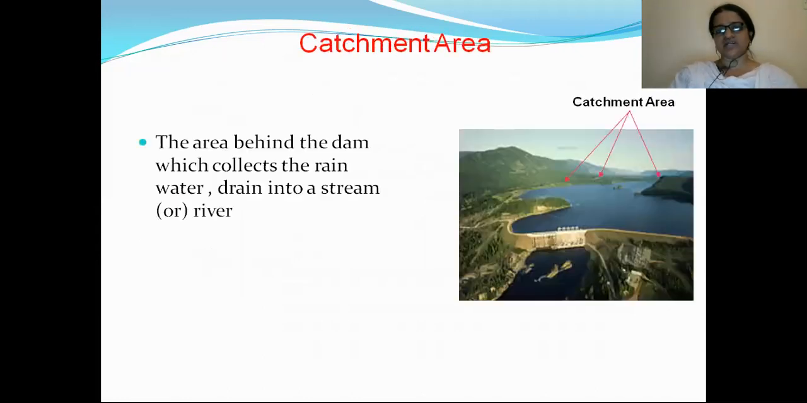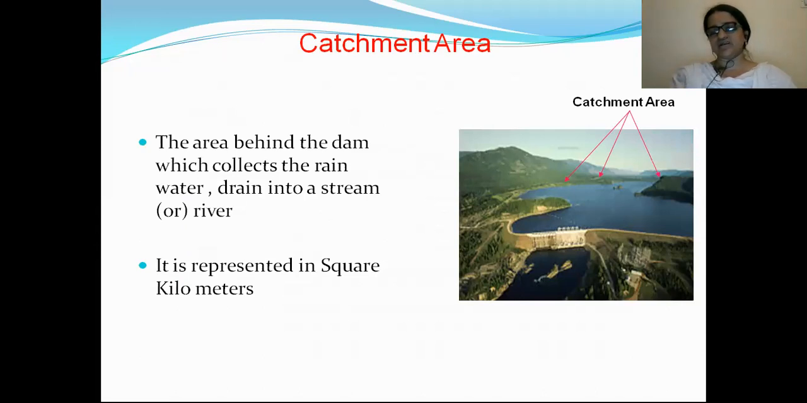Coming to catchment area, in the figure, whatever they have constructed in between is a dam, and that whole area is water. What is catchment area? It is the area behind the dam which collects the rainwater and drains into a stream or river. The area which will collect the rainwater is the catchment area.